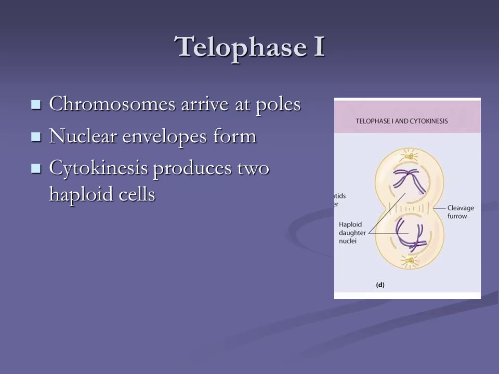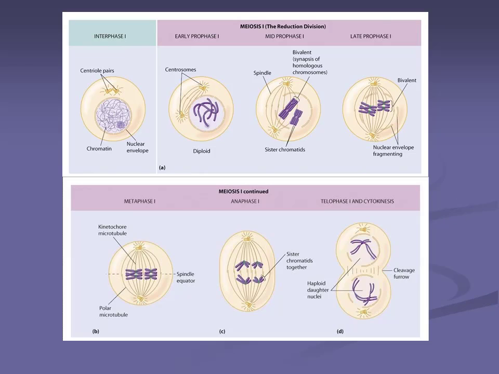PMAT 2 is going to look just like mitosis. We just have half the number of sister chromatids to pull apart. That's it. So there's our meiosis 1 summarized.